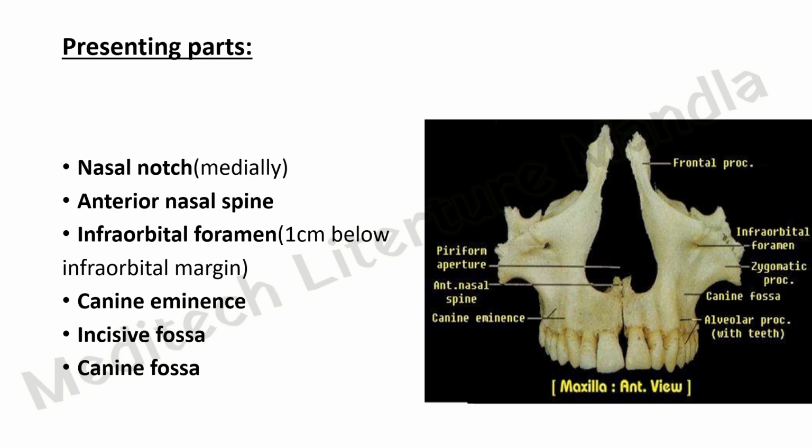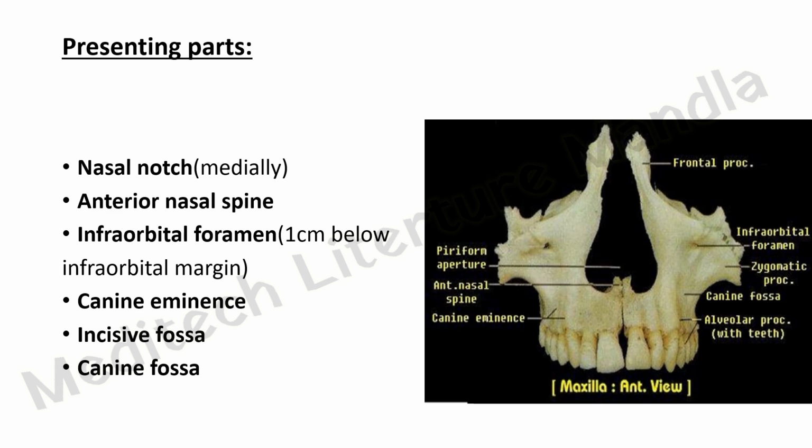Then there is infraorbital foramen. As we go laterally, infraorbital foramen lies 1 centimeter below the infraorbital margin, and it allows the passage of infraorbital nerves and vessels. The next structure is canine eminence. As you can see marked on the left side, canine eminence is formed due to the root of the canine. That elevated portion is known as canine eminence.